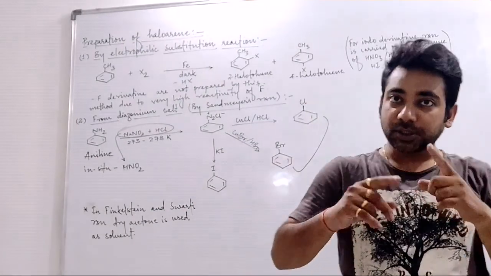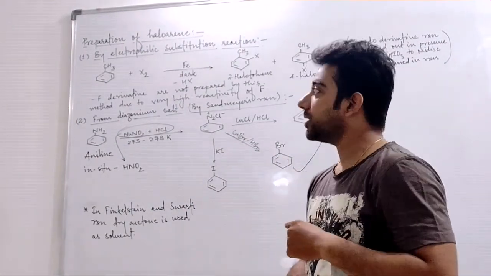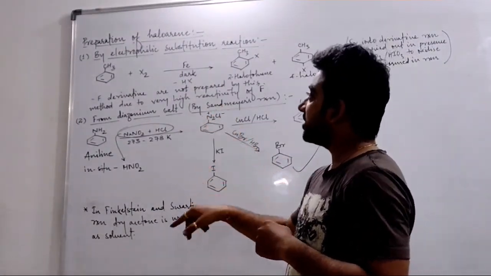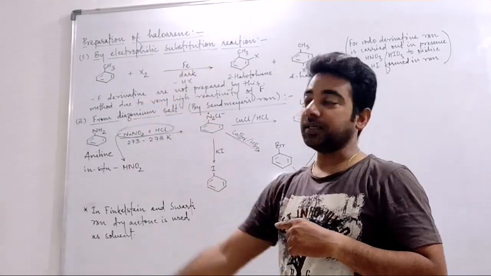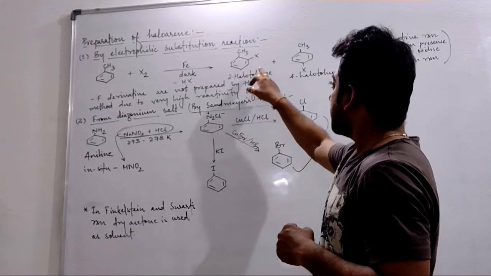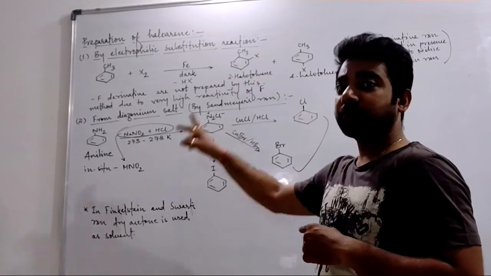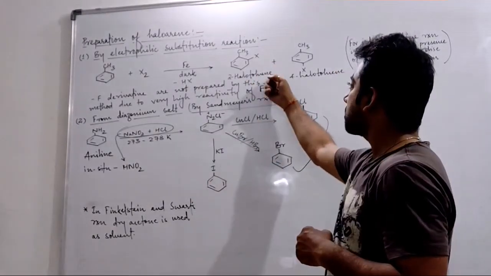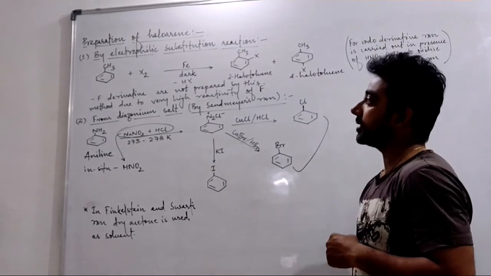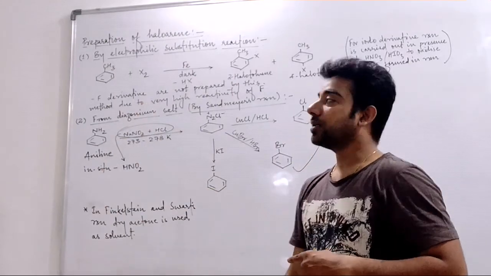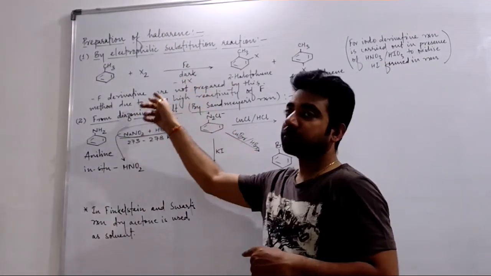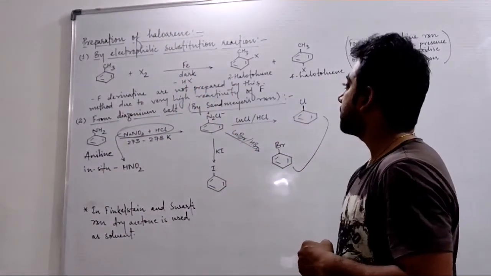Free radical halogenation reaction happens in sunlight, and this is electrophilic substitution, so it should be carried out in dark. It gives a mixture of two isomeric products, one is 2-halotoluene, the other is 4-halotoluene, and in addition to that you are getting hydrogen halide as the byproduct.